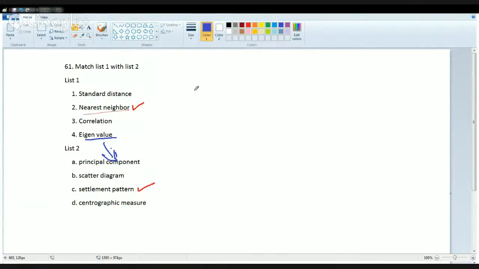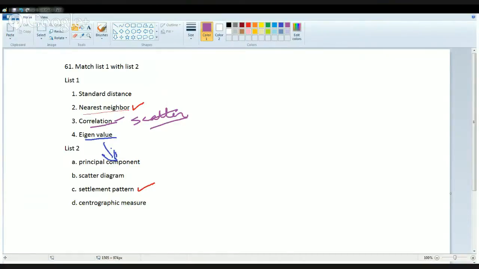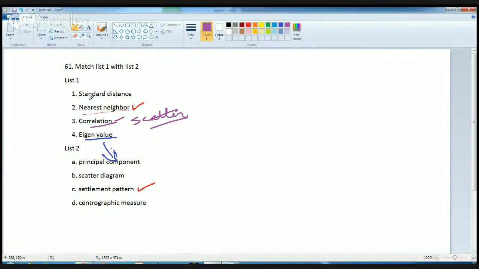The next is correlation. We can show correlation by means of a scatter diagram. The next and final is the standard distance, and that is a centrographic measure.